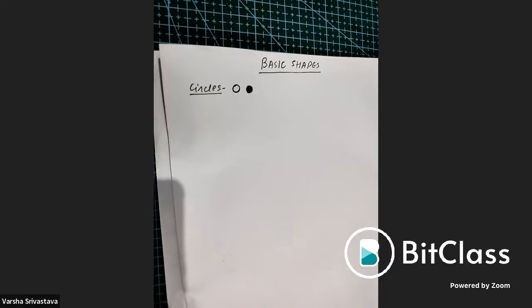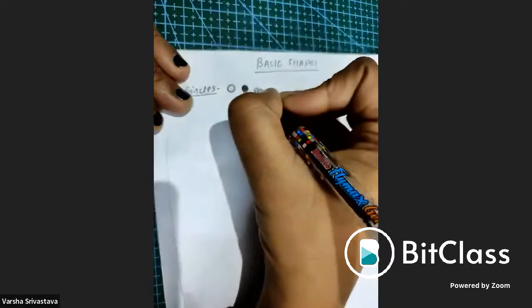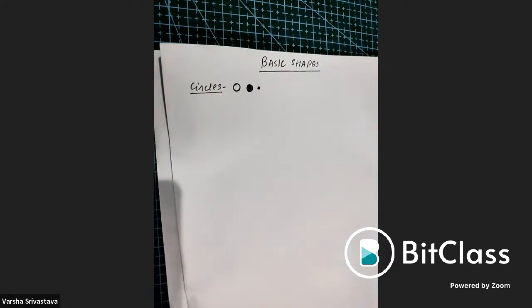And trust me, this page will help you out a lot when you will proceed further for further things, okay? When you will be making the figure work. Then I'm making a dot. Hollow circle, solid circle, and the dot. Okay?